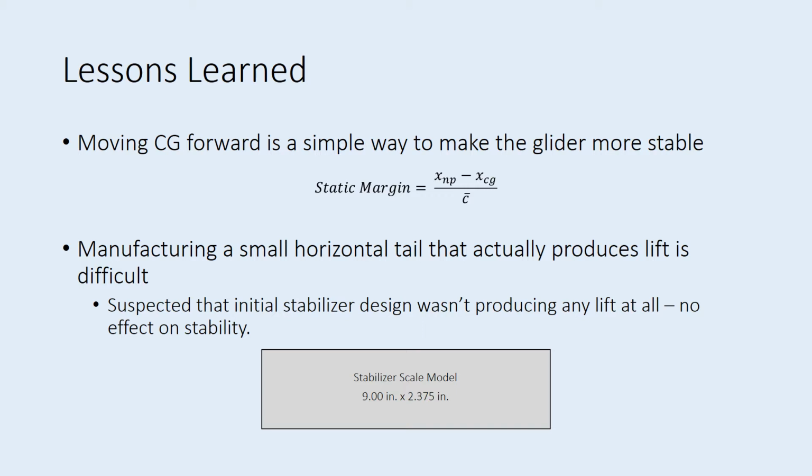So we iterated and used the truss structure as previously discussed to stiffen the new horizontal tail. We also picked a static margin such that the tail dimensions were practical to manufacture, paying close attention to the chord. And we finally ended up with a stabilizer of 9 by 2.375 inches for the chord.